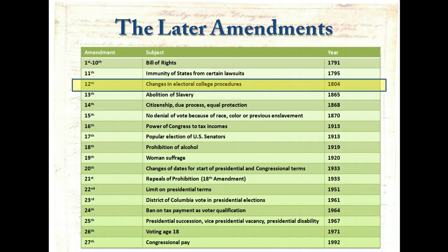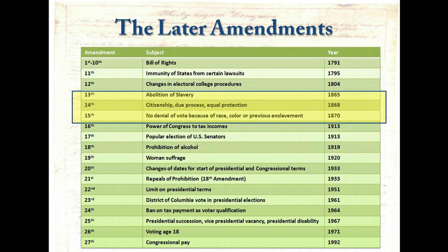The 12th Amendment was added to the Constitution in 1804 after the Electoral College had failed to produce a winner in the presidential election of 1800. Thomas Jefferson became the third president of the United States in 1801, but only after a long, bitter fight in the House of Representatives. The 13th Amendment, added in 1865, provides another example. It abolished slavery in the United States and was a direct result of the Civil War. So too were the 14th Amendment on citizenship in 1868 and the 15th Amendment on the right to vote in 1870.